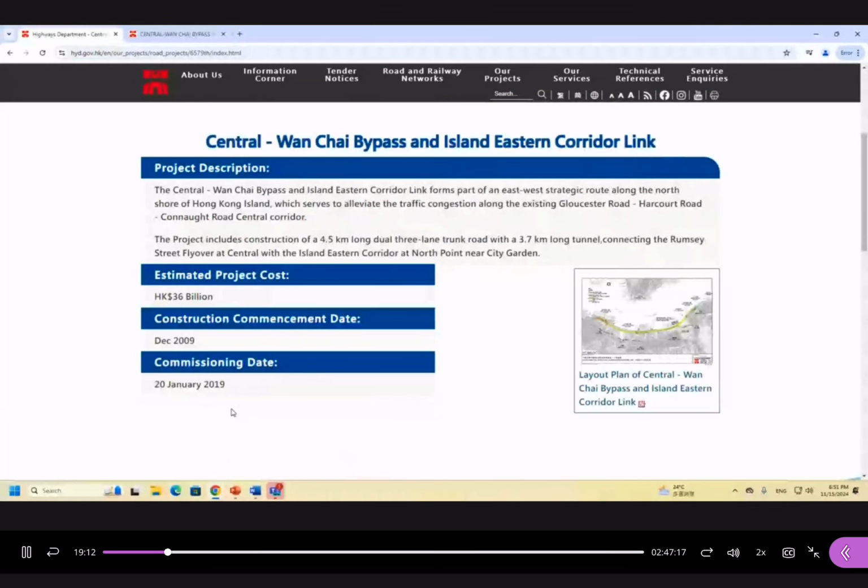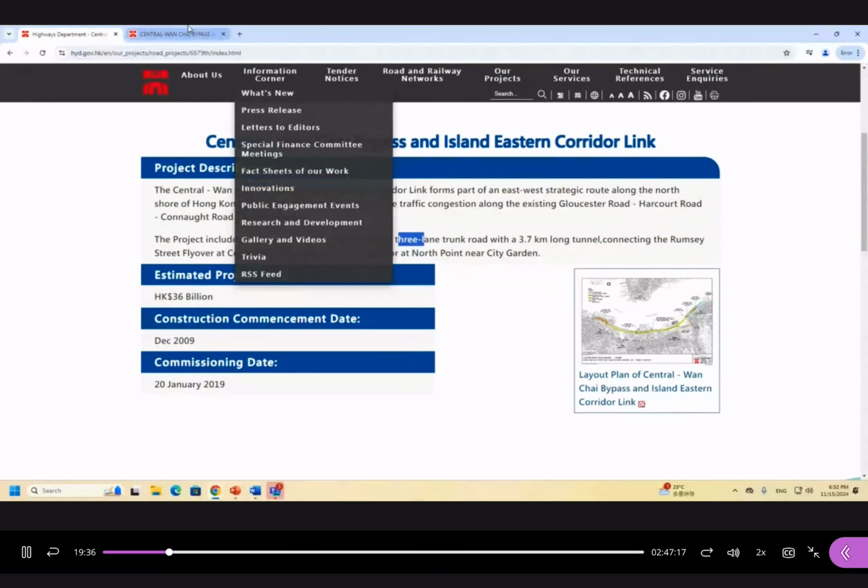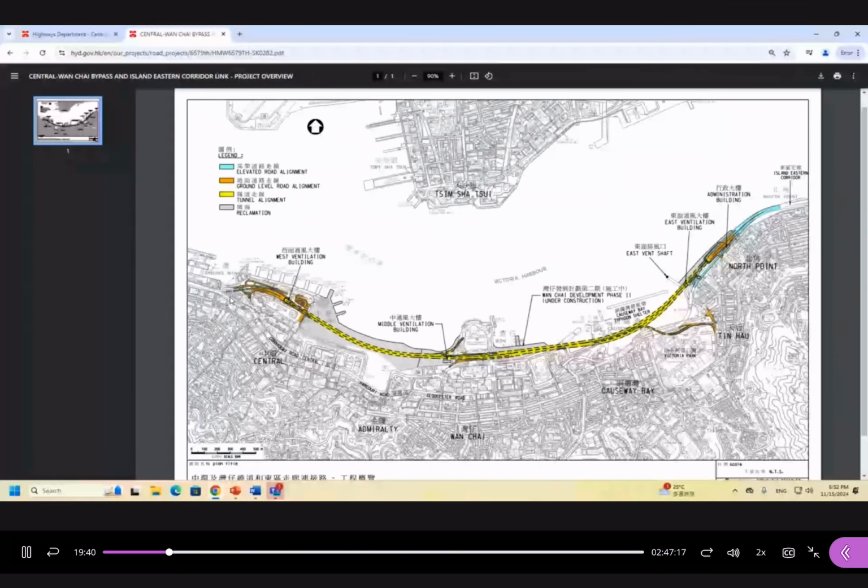Okay, the major target of this one is to reduce the traffic flow and the traffic congestion between Central Wan Chai and other areas on Hong Kong Island. The total length is about 4.5 kilometers, and this is a dual three-lane trunk road. You can see the map showing the whole section of this Central link. One of the major issues with this one is that it is a tunnel.